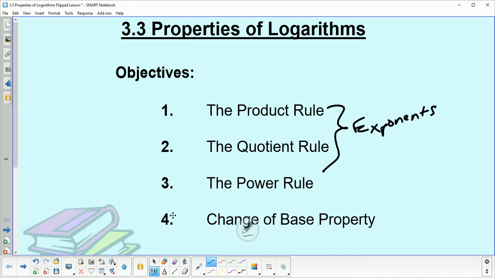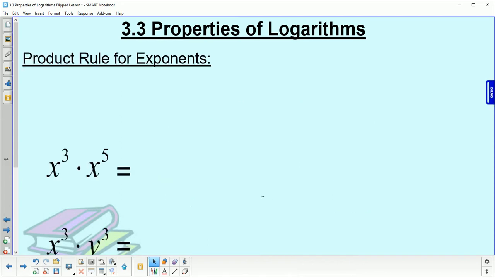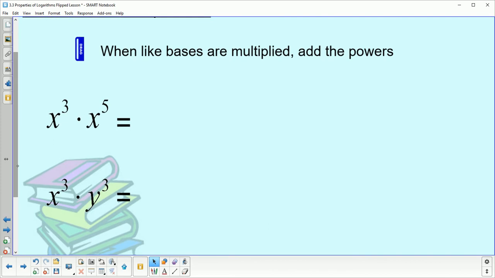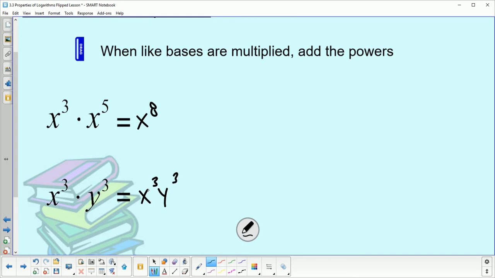And then probably your most valuable one in terms of using your calculator, which I know you all want to do, is the change of base property. So first one, the product rule for exponents is going to be that whenever the bases, like bases, are multiplied, we add the powers, or add the exponents. So here, we'd add those exponents because our base is the same. We get x to the 8th. Now be careful, because in this one our bases are different. We actually can't do anything. Okay, bases are the same, we add the exponents.